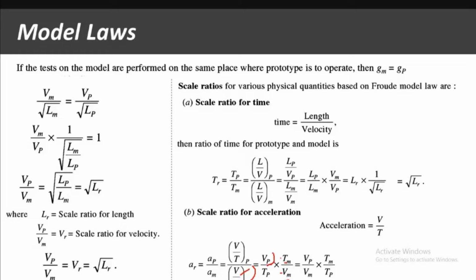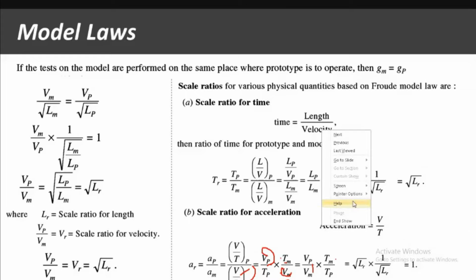After that, we can rearrange this. So Vp by Vm into Tm by Tp. इसको हमने rearrange किया. So this is nothing but velocity ratio, and this is 1 upon time ratio. So 1 upon time ratio is root of Lr, and velocity ratio is also root Lr. यहाँ पे हमने derive किया. So it is root Lr multiplied by 1 upon root Lr. So root Lr cancels. So that equals 1. Therefore, acceleration ratio equals 1.